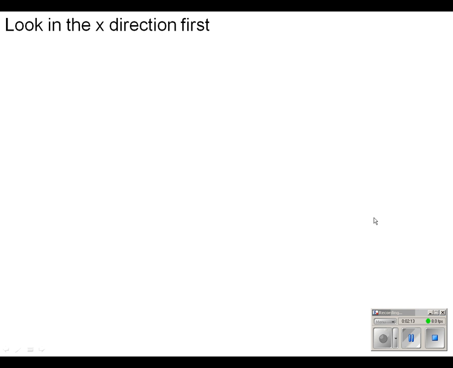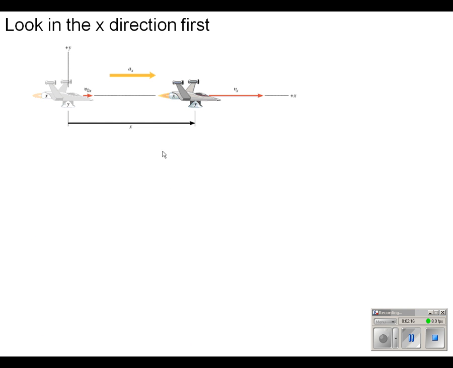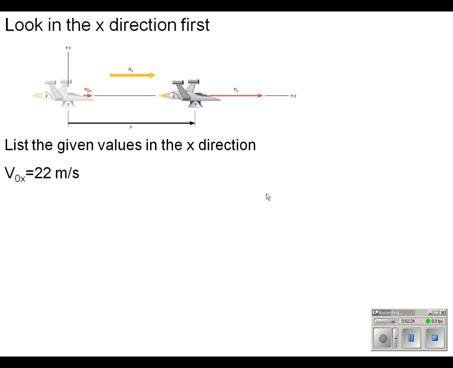So what we're going to do is look in the x direction first. The motion in the x direction is just a straight line with some kind of acceleration here. We're going to look at our given values in the x direction. Our initial velocity is 22 meters per second. Our time is 7 seconds. The acceleration in the x direction is 24 meters per second squared. We want to find the displacement and that final velocity.